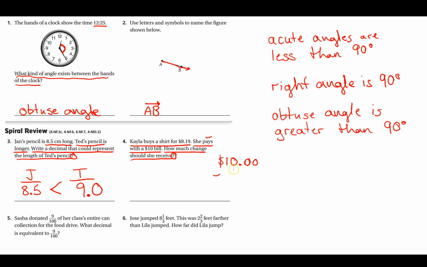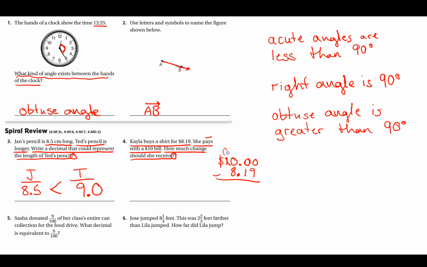Now I can line this up, 8 in the ones place, then my decimal, keep my decimals lined up, and 19 cents is how much the shirt cost. Now we can subtract. I can't take 9 away from 0. Nothing to borrow here, nothing to borrow here. I have to go all the way out here to this 1.